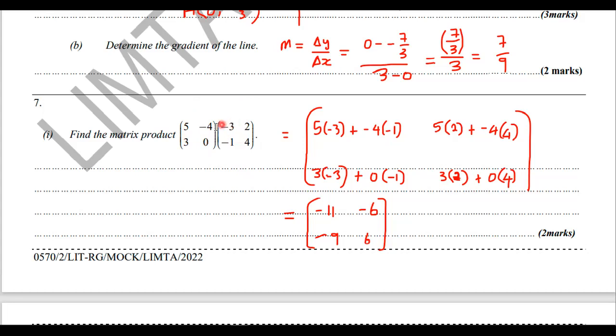So this gives us this position: 5 times minus 3 plus minus 4 times minus 1. So row 1 times column 1: 5 times minus 3 plus minus 4 times minus 1.